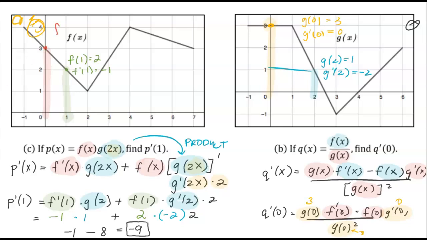F of 0. F of 0 is also 3. But F prime of 0 is equal to, and look, I didn't even need F of 0 because that part is 0. 0 times anything is 0. F prime of 0 is still my -1. We're still on that same line segment. So it looks like we're going to have 3 times -1 over 3 squared. So this is all equal to -3 over 9 or -1/3. So there's our final answer for D.